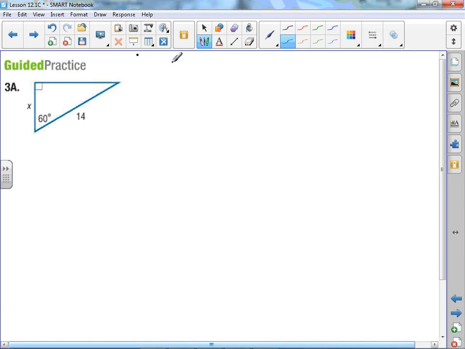All right. First thing, remember, SOHCAHTOA. First thing we got to do is decide which of these three functions, the sine, the cosine, and the tangent, which of the three we're going to use. In relation to this angle right here, we have an adjacent and a hypotenuse. So I'm going to use the cosine function. Then I set my problem up like this.